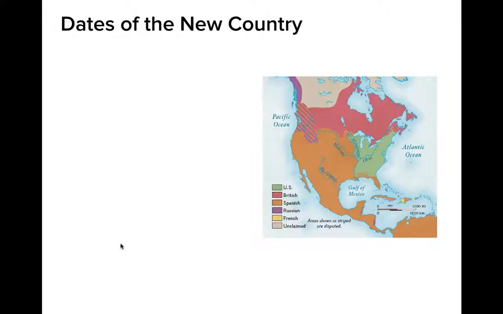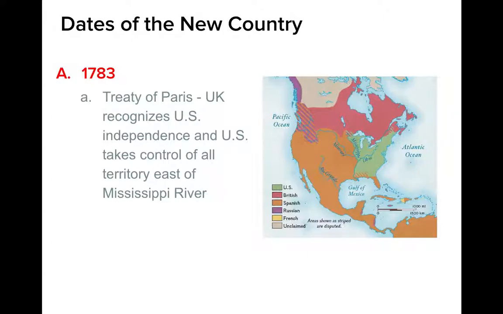All right, our first date is 1783. And the Revolutionary War has come to an end, and you have the Treaty of Paris. And this is where the United Kingdom or Great Britain recognizes the United States as independent, and the U.S. takes control of territory east of the Mississippi River. We can see it here in green. This is the Mississippi River. East of that is now the United States.